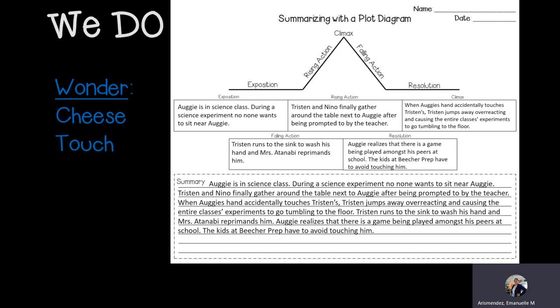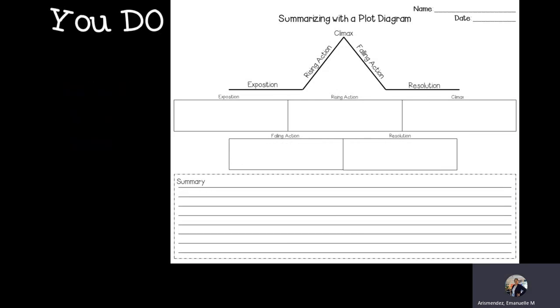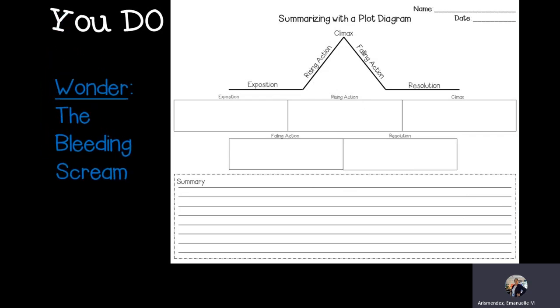And that's it. So now you guys are going to do the you do, and you're going to do the you do using the Bleeding Scream chapter of Wonder. And I am going to put this part of the book or this chapter on Class Dojo so that you can have it for your reference.